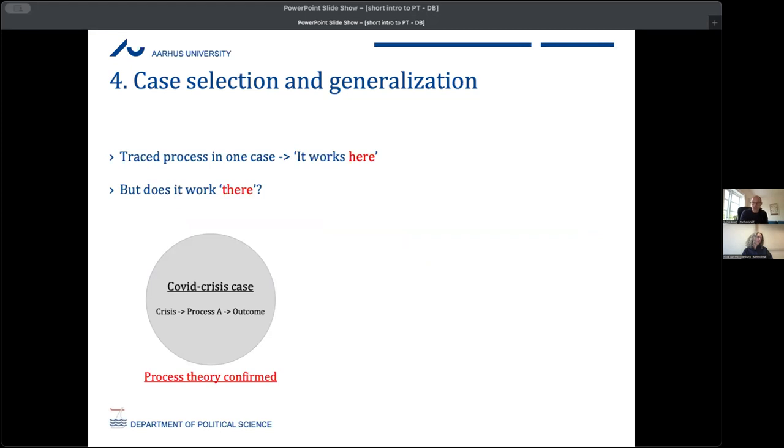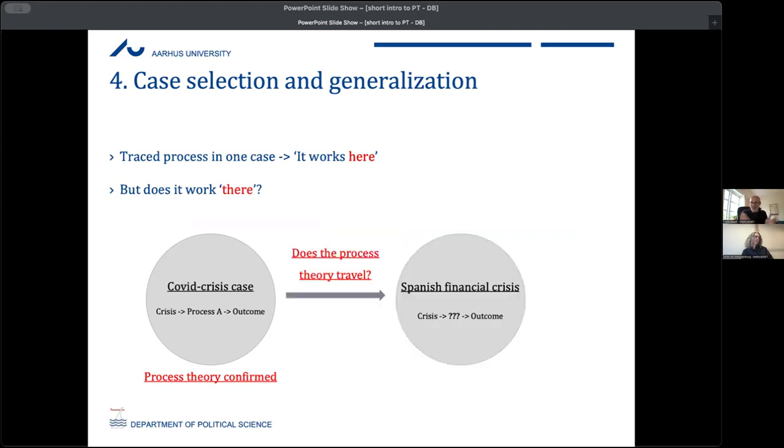I know it works here. This is a COVID case, for example, some kind of crisis process outcome, but is it going to work in another case of crisis, for example? You don't really know until you have investigated other cases. Did you have anything you want to add on generalization?